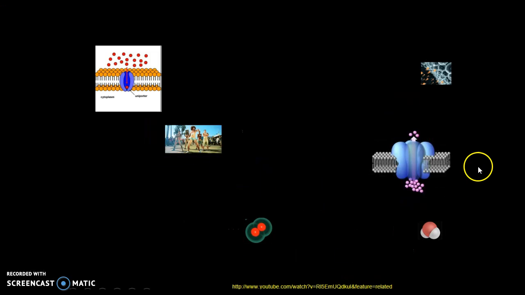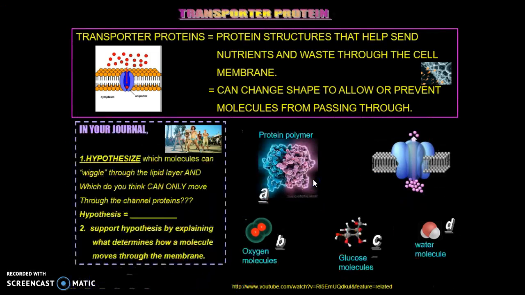Alright, so right here we have, I'll go ahead and zoom in, give you the full effect of the silly wiggling gif from the song Wiggle Wiggle Wiggle. Let's look at this. It says transport proteins equal protein structures that help send nutrients and waste through the cell membrane. So we have special proteins that work as little tunnels that can help assist in what goes into the cell or what can leave. Here's a picture to it.